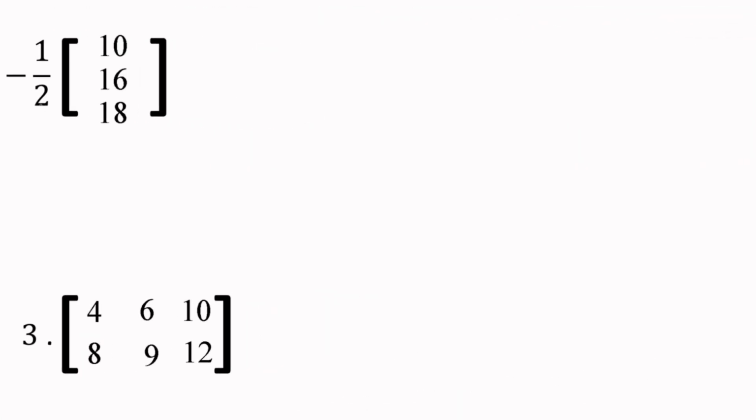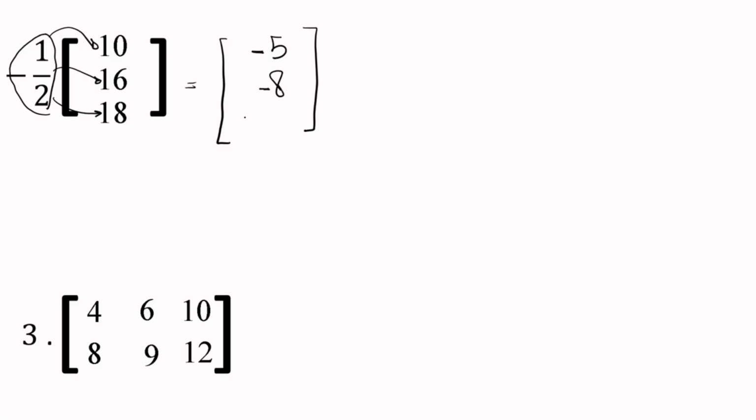Here we want to multiply minus 1 over 2 to this matrix, and it must be multiplied by all of the elements inside this. So what am I going to have? I'm going to write it in one step. 10 times minus 1 over 2. 10 will be simplified by 2, and I'm going to have minus 5. For the next one, I'm going to have minus 8. And for the third one, I'm going to have minus 9.